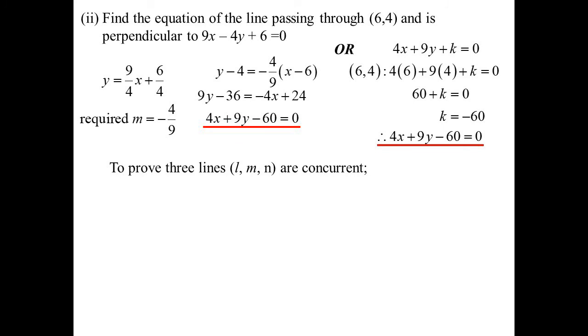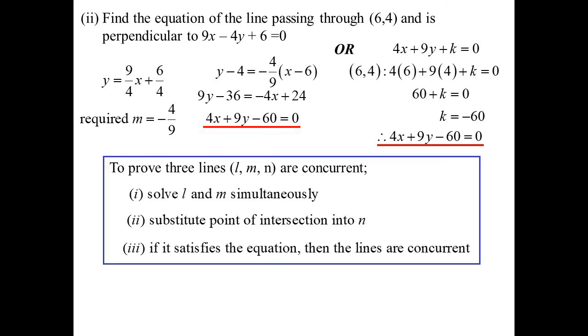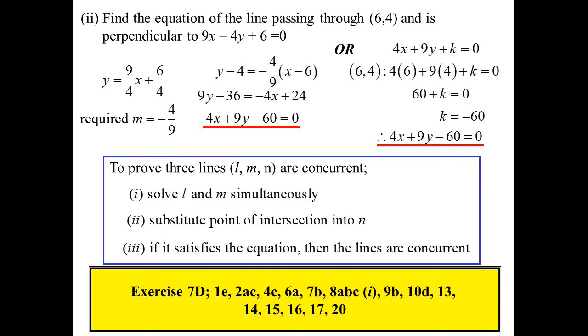If you want to show 3 lines are concurrent, so L, M and N, we've got these 3 lines, how would we do it? Well, the first thing I'd do is pick any 2 of them, doesn't matter which 2. I've gone for L and M there. Solve them simultaneously, find their point of intersection. Once you've got that point of intersection, substitute it into the line that you did not use. Now, if it lies on that line as well, then clearly the third line must also go through that point of intersection. Therefore, all 3 lines are concurrent. So that's how we would do that sort of question.